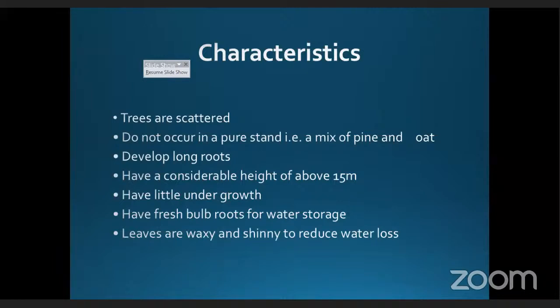I can pick a hand from Gloria. Sorry, Carlos. Yes, Carlos. Carlos, unmute and speak. Your last point says that leaves are waxy and shiny to reduce water loss. What makes them waxy?